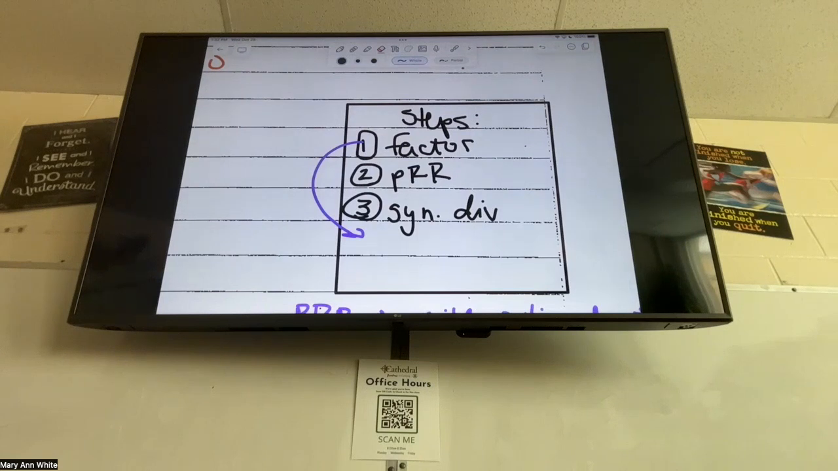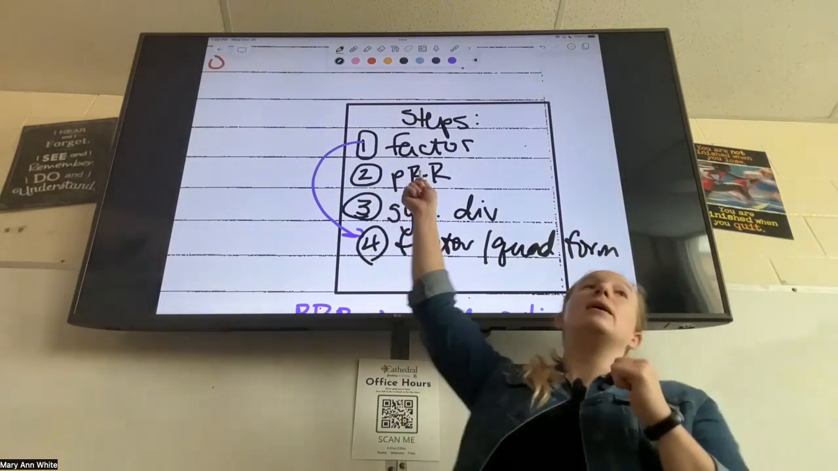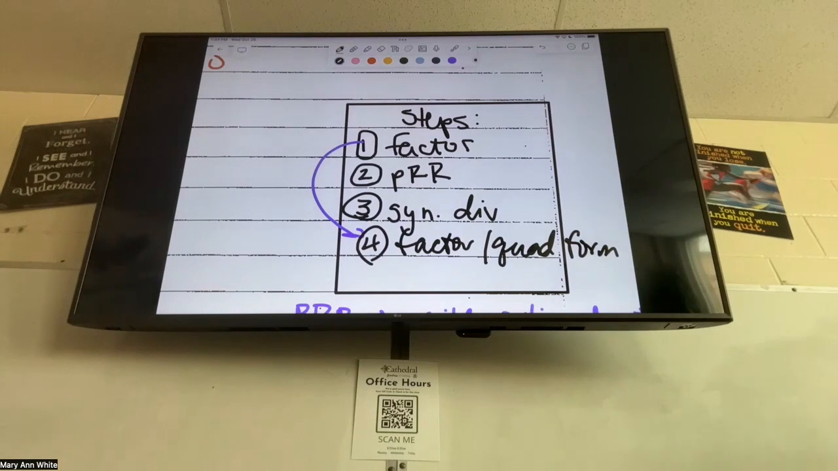First thing you want to do is try and factor it. And then if you can't factor it, then we look at our PRRs. We figure out which one of those works, and then we use synthetic division to divide it down. And then we go back to the beginning. So you can even think of my next step, step 4, as look to factor or use the quadratic formula again. Very, very rarely will we have to do PRRs a second time, but that could happen, so that's why I kept it there as an option.